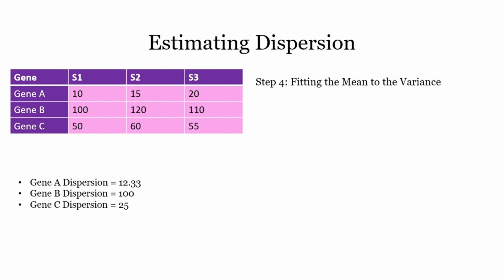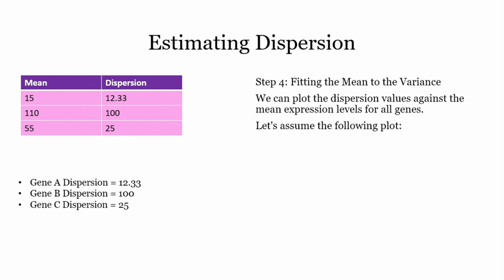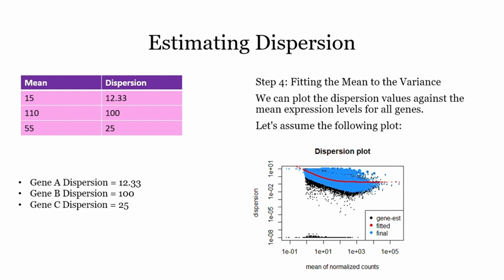Step 4. Fitting the mean to the variance. We can plot the dispersion values against the mean expression levels for all genes. Let's assume the following plot. When the mean is 15, the dispersion is 12.33. When the mean is 110, the dispersion is 100. And when the mean is 55, the dispersion is 25. And here we have the dispersion plot.